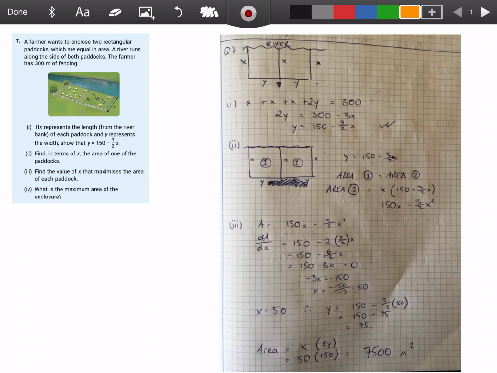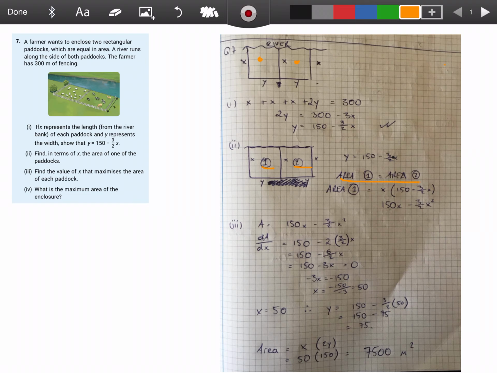We can see the question on the left hand side. The farmer wants to enclose 2 rectangular paddocks which are equal in area. So first of all we're saying that that and that are the same size. They have the same area, okay? And you can see that I've marked that here. 1 and 2 are equal.